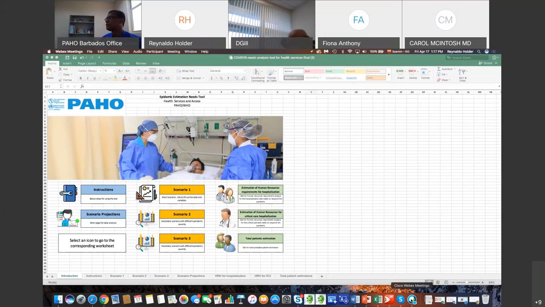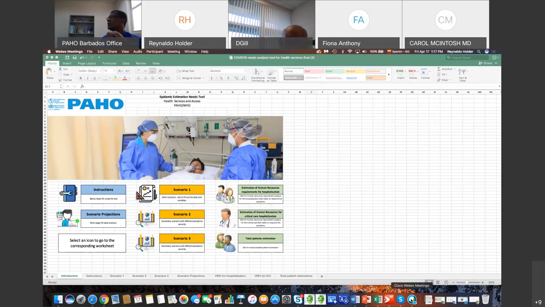Correct. This is the latest version. This is a tool that is under constant review, and we have been improving it based on recommendations from countries. What you're seeing is the most recent version, and I will email this to you as soon as we conclude this session so you can distribute it to your countries.